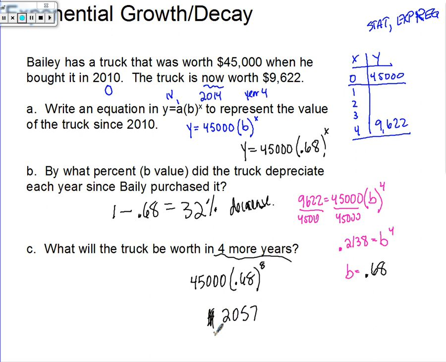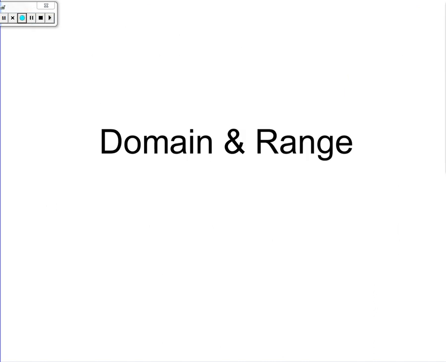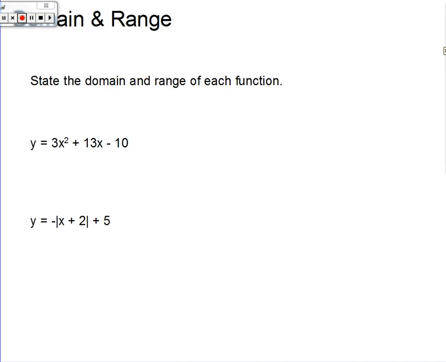Time to trade in. Domain and range. So state the domain and range of each function. The first one is a parabola here. Okay, so the domain for every parabola is always all real numbers. Of course, you could also write that as negative infinity to infinity.